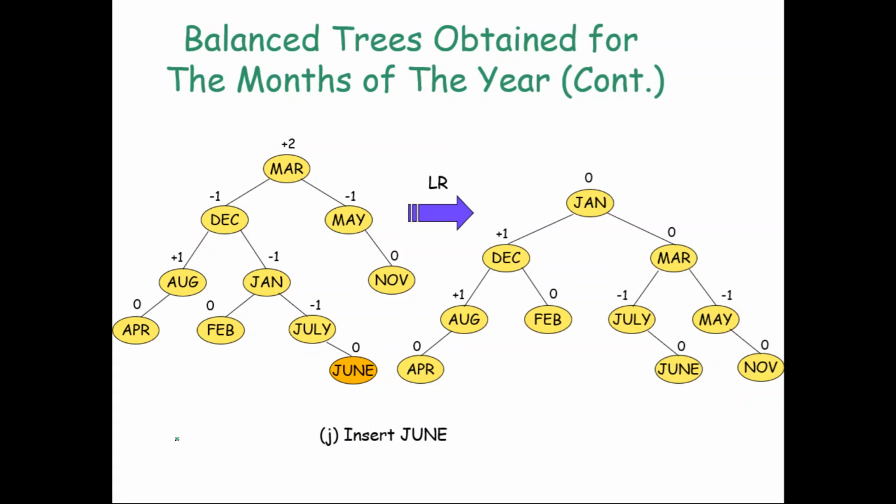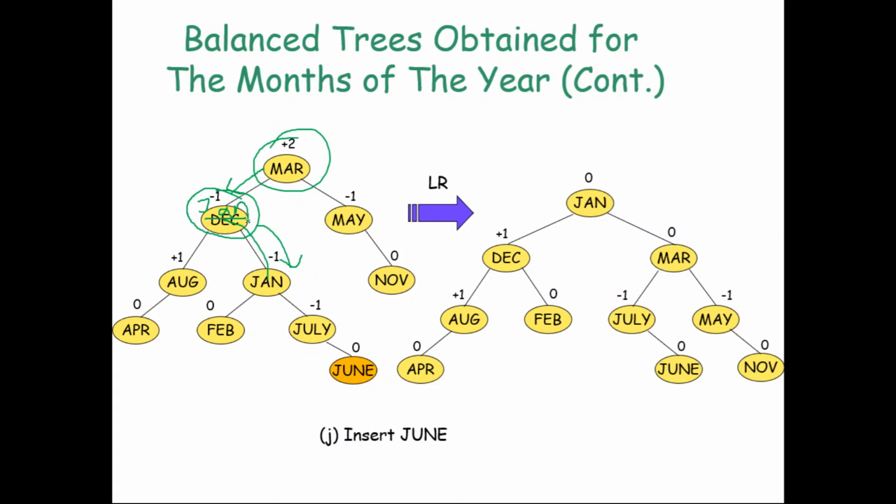Fine. So again we are adding one more node, June. When you add June, there is an imbalance at March. What type of imbalance is it? If you start from March to locate June, J is less than M, so go left. Again J is greater than D, so go right. So it is a left-right kind of imbalance. The direction change happens here, so December should be rotated to the left. If you rotate December to the left, Jan will become the root.